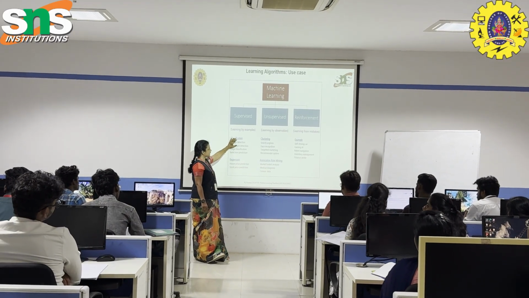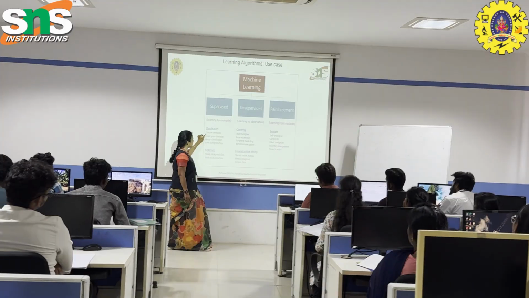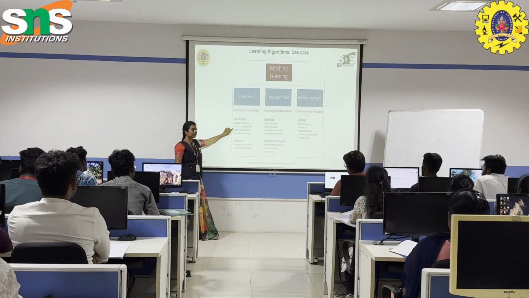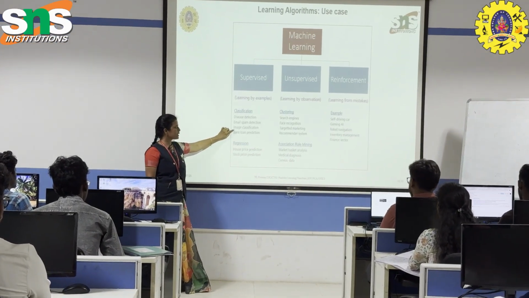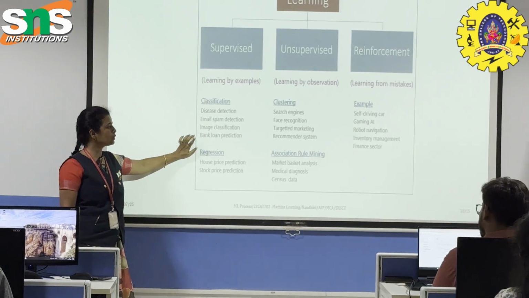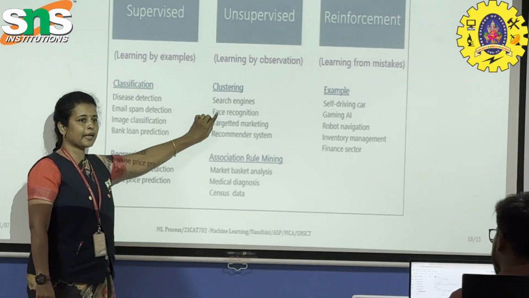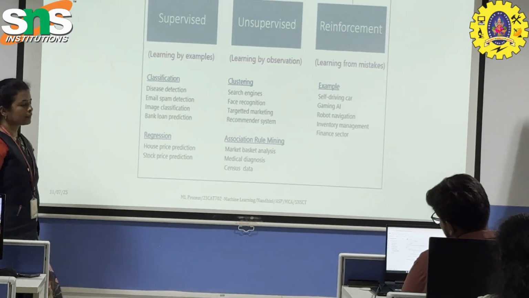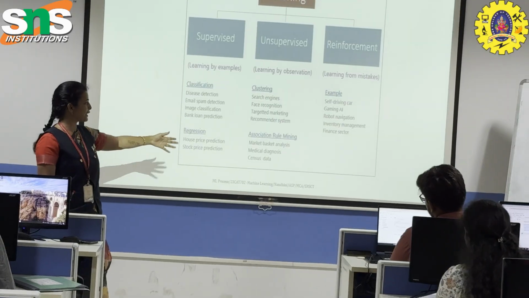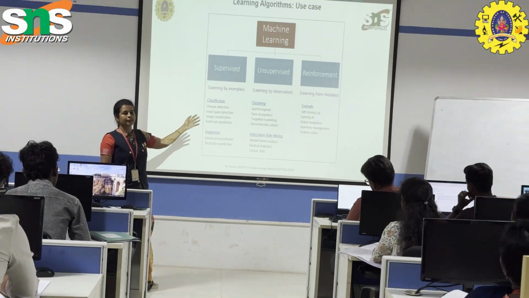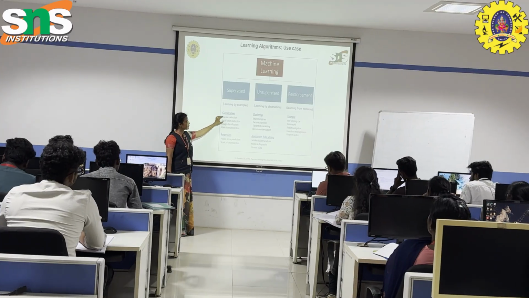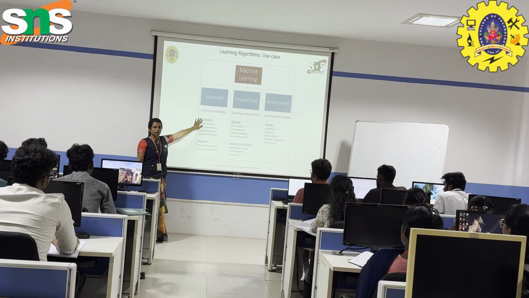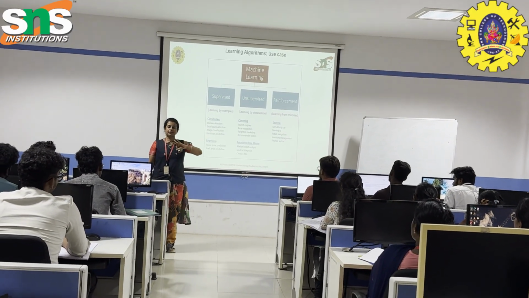Where are we applying classification and clustering? Classification in real cases: disease detection, email spam detection, image classification, bank loan prediction. For clustering: search engines, face recognition, marketing, recommender systems. These are all real case examples where we apply different models. Depending on your problem, you select the model. That is the third stage of the ML process.